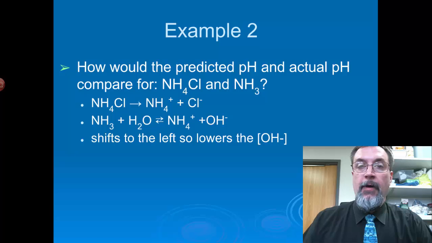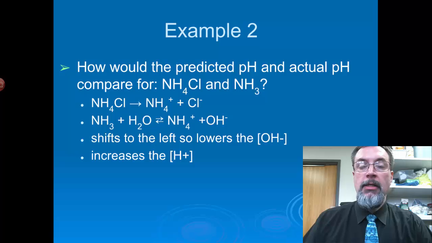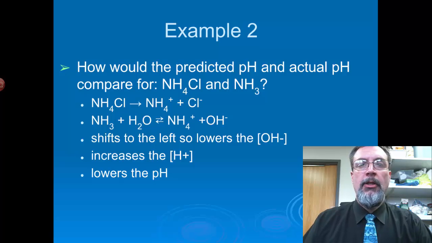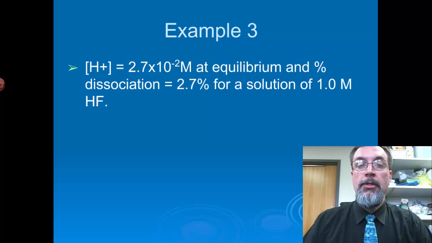If I have a solution that contains more ammonium ion than it should, it's going to shift the equilibrium of the NH3 protonation back to the left. That's going to lower the hydroxide ion concentration. If it lowers the hydroxide ion concentration, it's increasing the H+ concentration, which therefore lowers the pH. So this is qualitatively looking at how the common ion effect works.